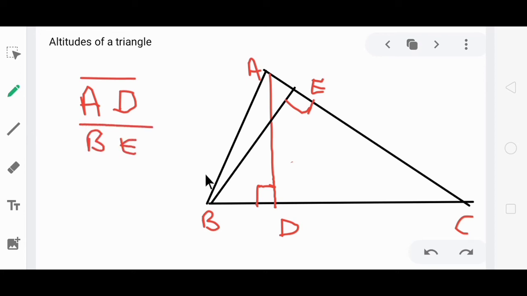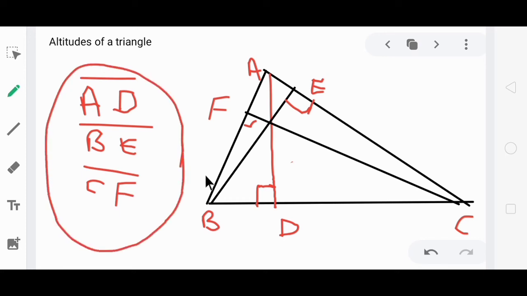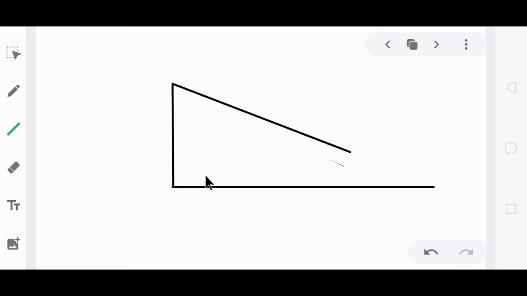Similarly, we can find one more altitude, which is formed here, and it is CF. So in a triangle there are three different medians and three different altitudes. If we are given a right angled triangle, in that condition you should know one thing.